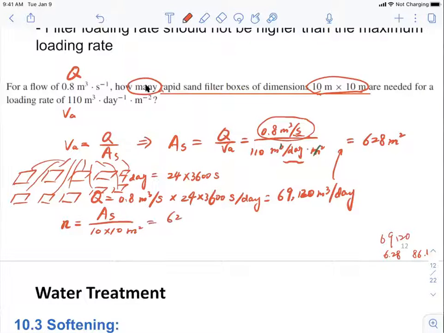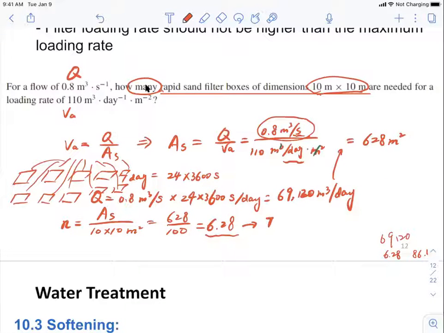Basically, it's 628 divided by 100. You have 6.28 sand filters required, okay? So this is the answer. So how do we deal with it, right? Can we build a sand filter that's just 0.28 of a single sand filter? Should we build half of it? No, right? We should round it up. So if we round it up, we're going to get 7.